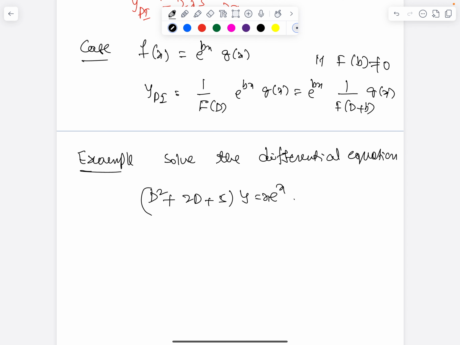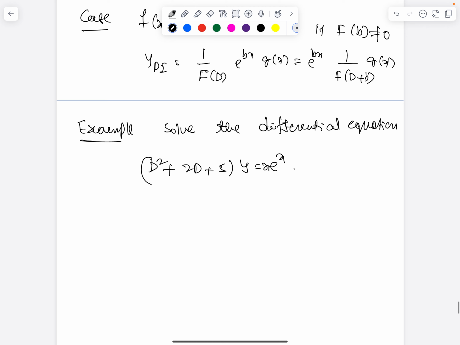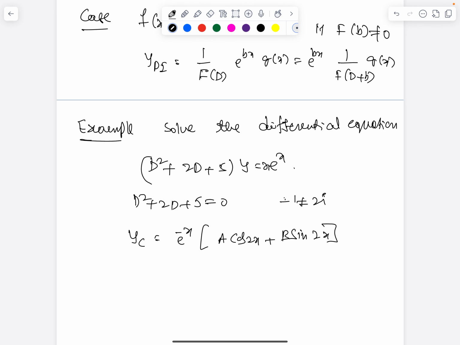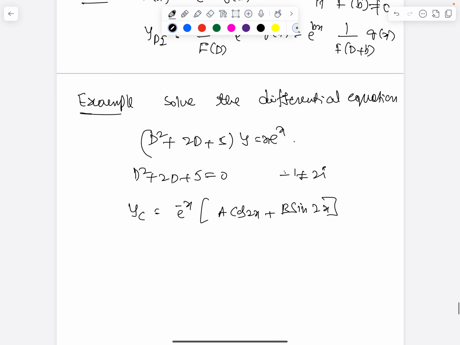So a problem of this kind. You look at this, d square plus 2d plus 5 is equal to 0. The homogeneous part is giving minus 1 plus or minus 2i. Therefore, yc is equal to e power minus x is common, that is the real part contribution, and then a cos 2x plus b sin 2x, or if you want to write it, you can write it c1 cos 2x and c2 sin 2x, that is because of the complex part.